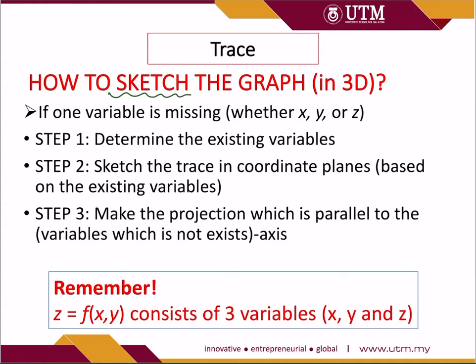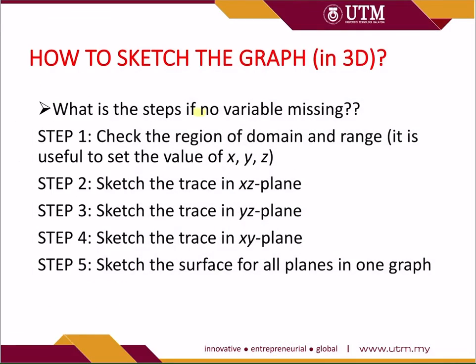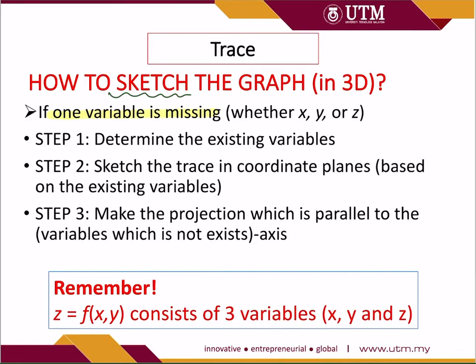Okay, a trace is basically a line in this 3D system. Okay, so we have two cases. One is where one of the variables is missing. Another case is where there is no variable missing. What does that mean? Okay, if one variable is missing, it is either x, y, or z. For example, we know that we have z equal to f(x, y).